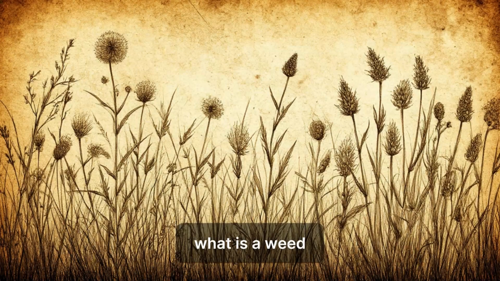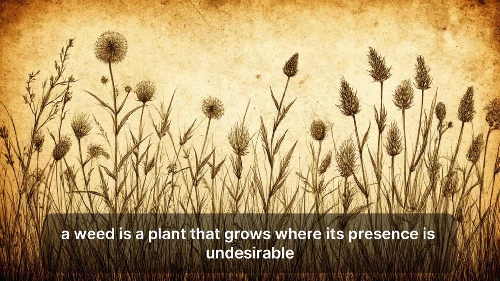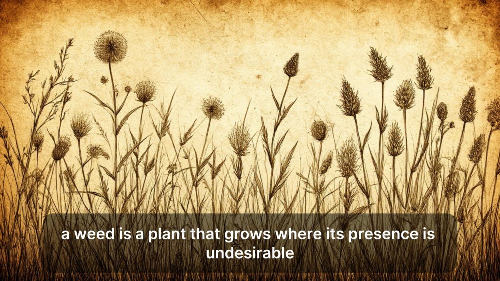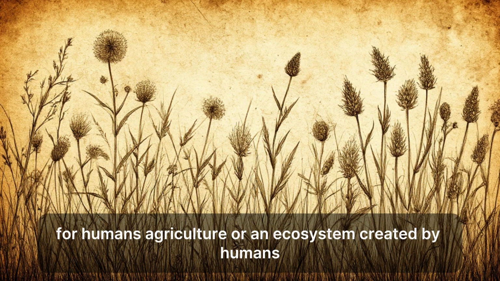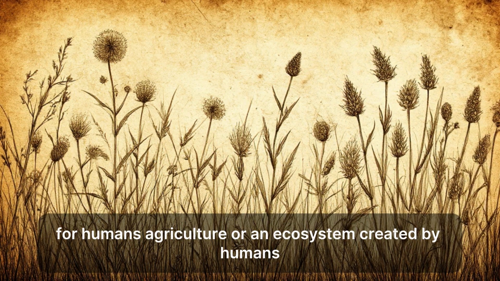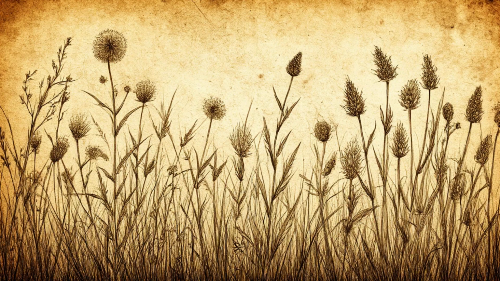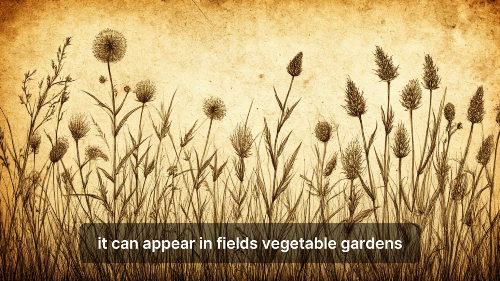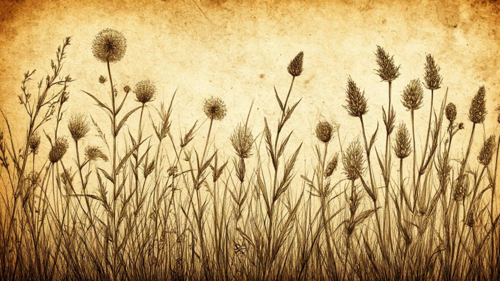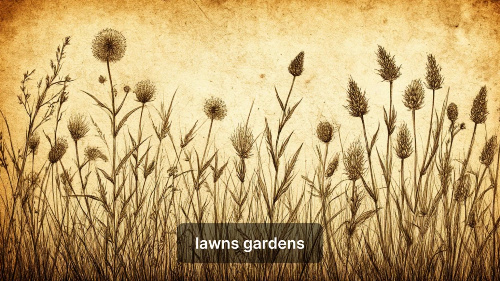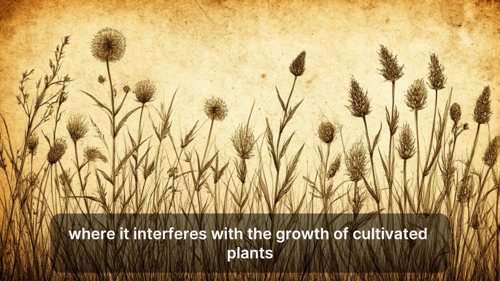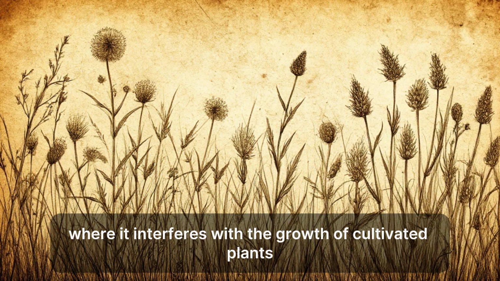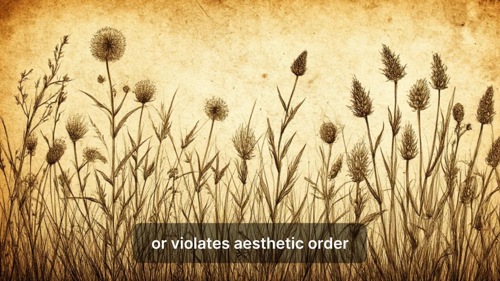What is a weed? A weed is a plant that grows where its presence is undesirable for humans, agriculture, or an ecosystem created by humans. It can appear in fields, vegetable gardens, lawns, gardens, along roads, and in other places where it interferes with the growth of cultivated plants or violates aesthetic order.